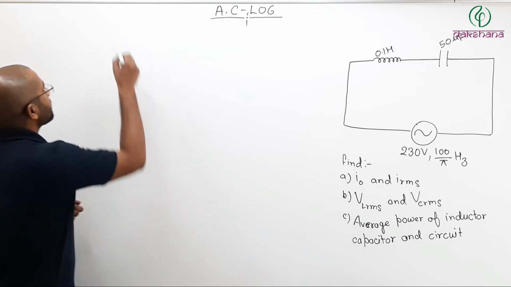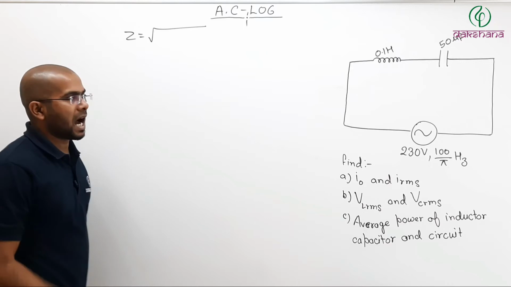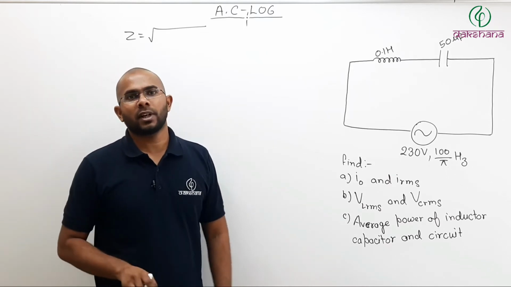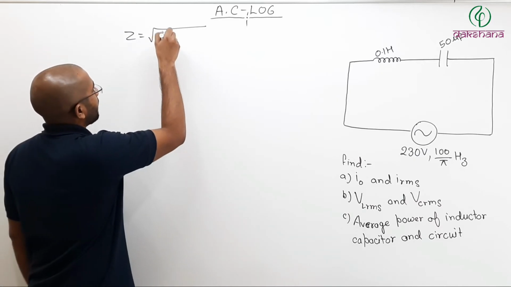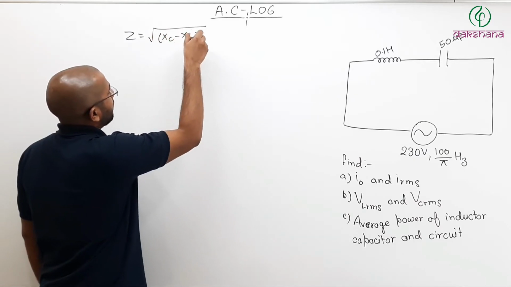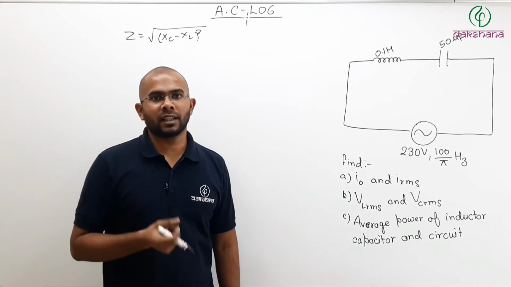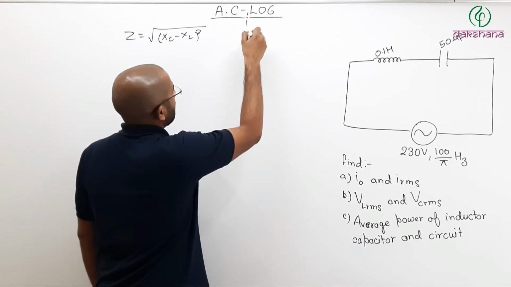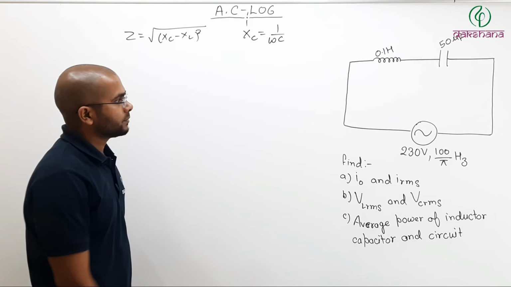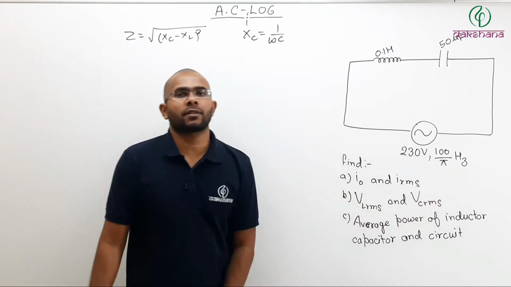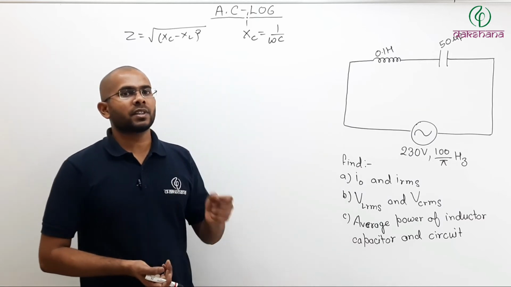So, in this case impedance is what? Under root of R square plus (XC minus XL) square. But here R is 0. So what you can say? Impedance is the magnitude of XC minus XL. And if you want to find XC and XL, then what will you do? XC equals 1 by omega times C. What is omega? Here 100 by pi is the frequency, and omega by 2 pi is the frequency. So omega is nothing but frequency times 2 pi.